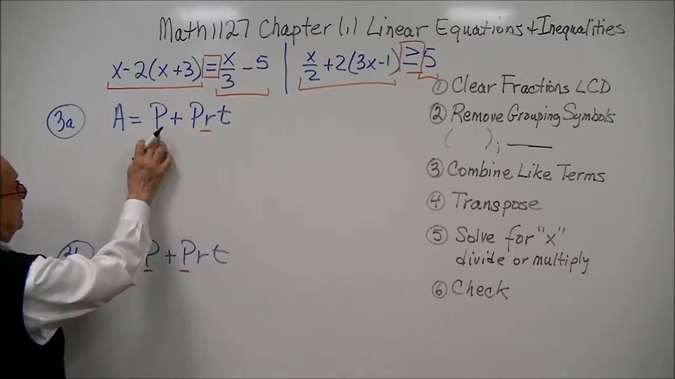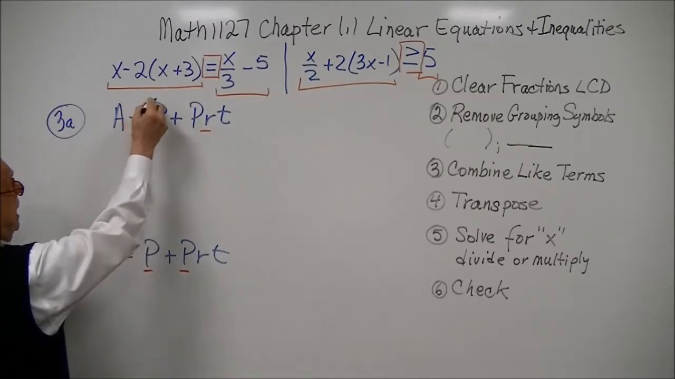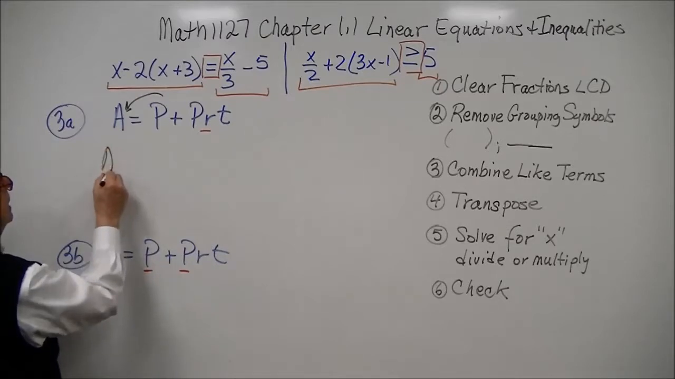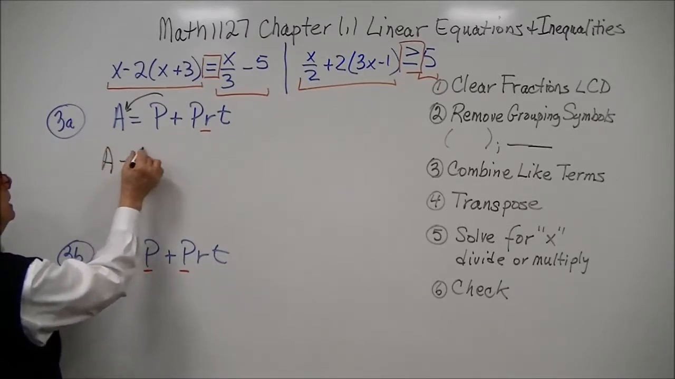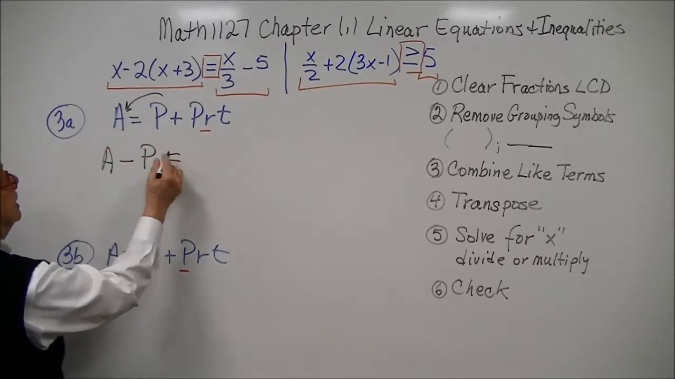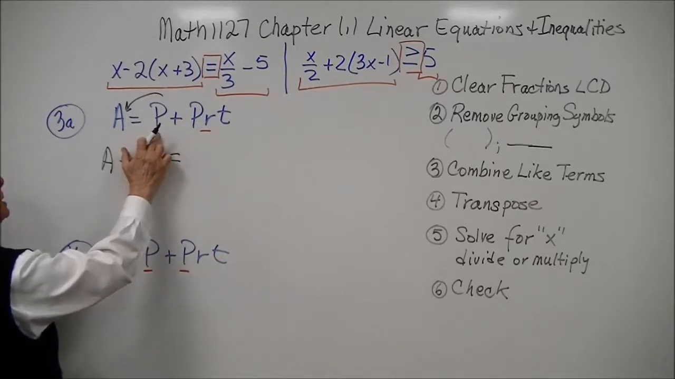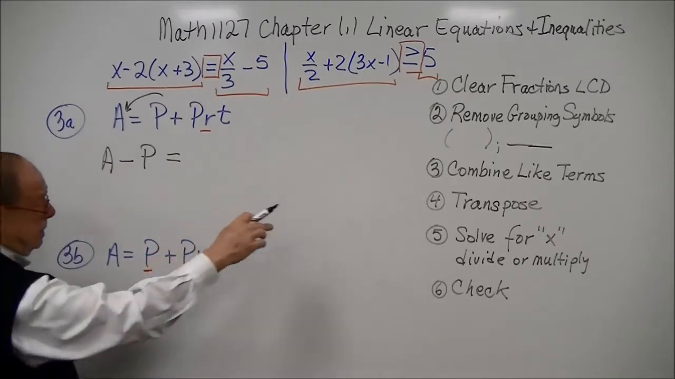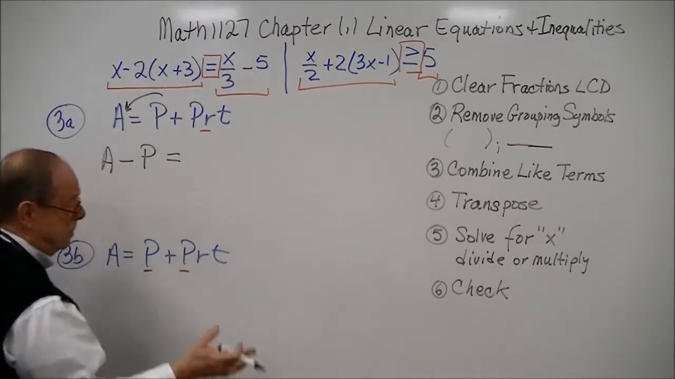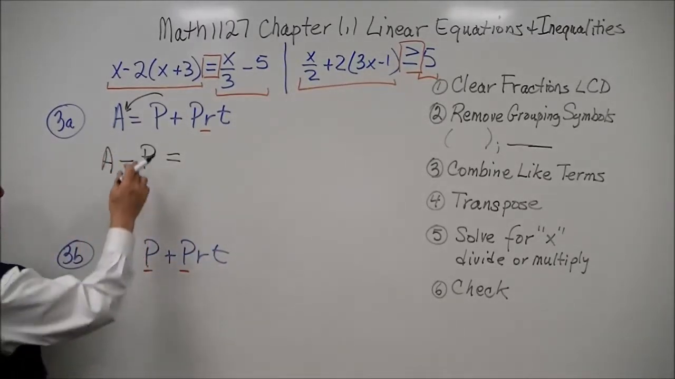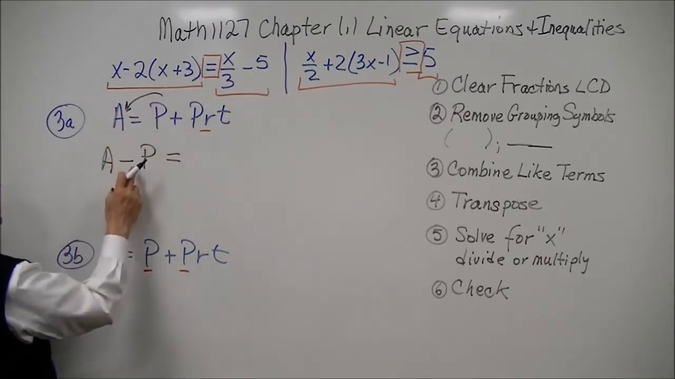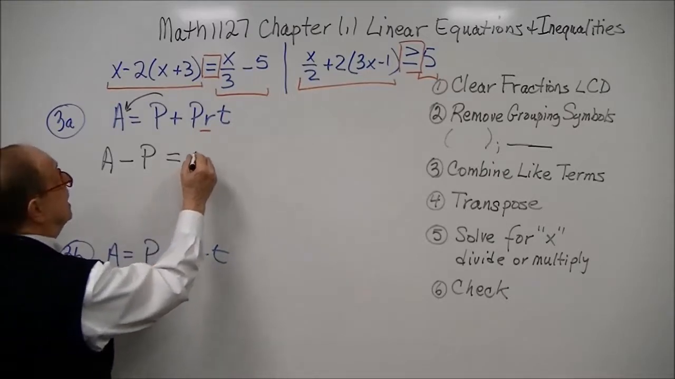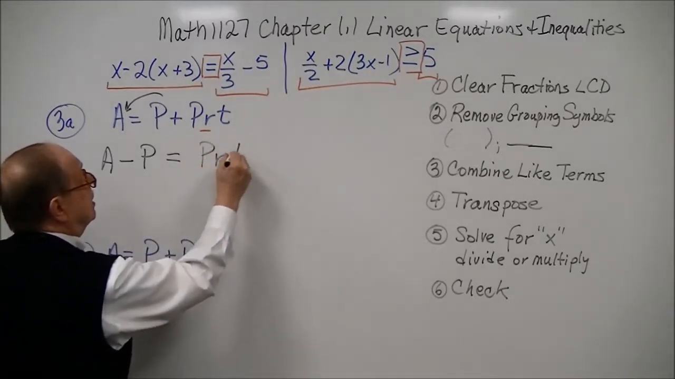So I'm going to take this P and transpose it to the other side. So I then get A minus P. So all I did is I subtracted a P from there, subtracted a P from there. But this is where this technique of transpose comes in very handily. By moving it to the other side, just change the sign. And you get then P R T.